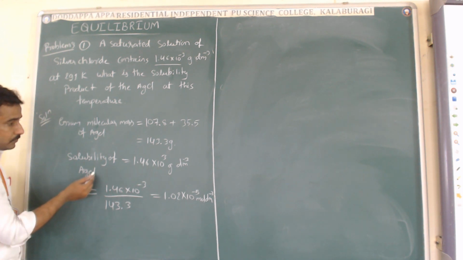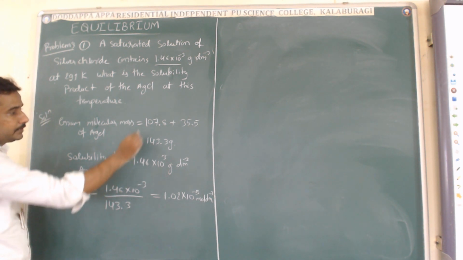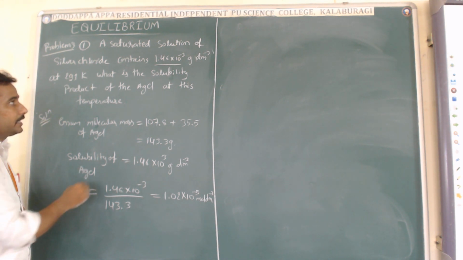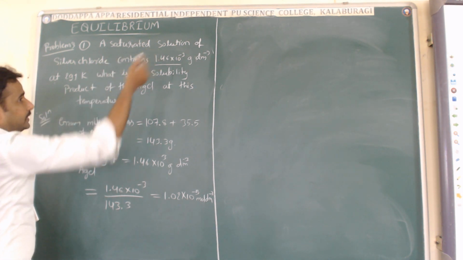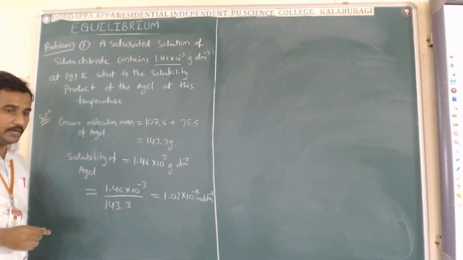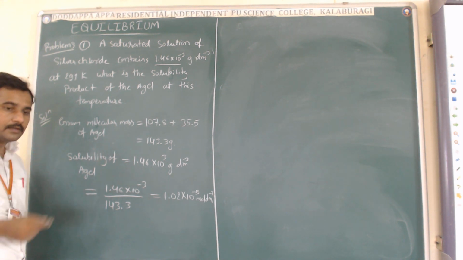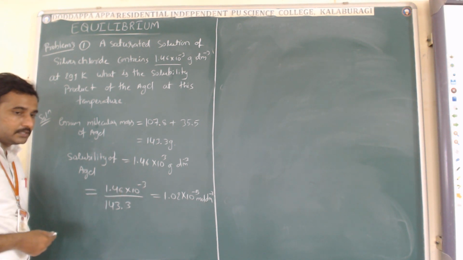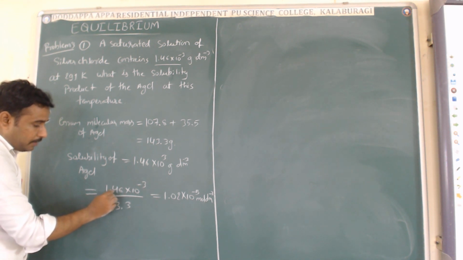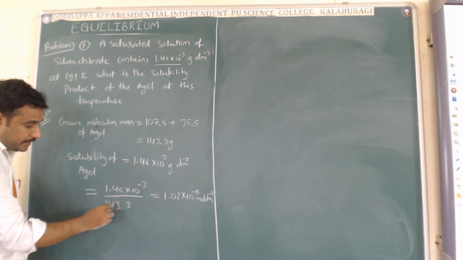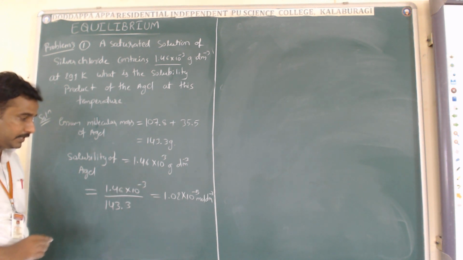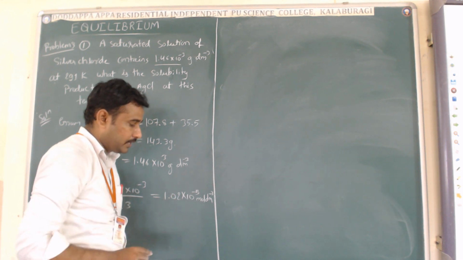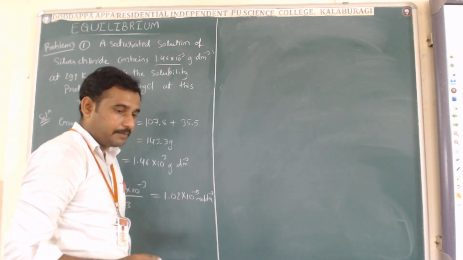Here the solubility should be divided by the gram molecular mass. Why do you have to divide it? Here you see, they are asking about a saturated solution. In the classes I explained the meaning of saturated solutions. So to find that, you have to divide 1.46 into 10 raised to minus 3 by 143.3. When you do this, we are getting the value 1.02 into 10 raised to minus 5 mole per dm cube.